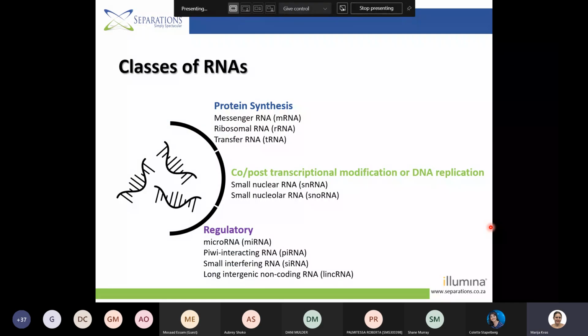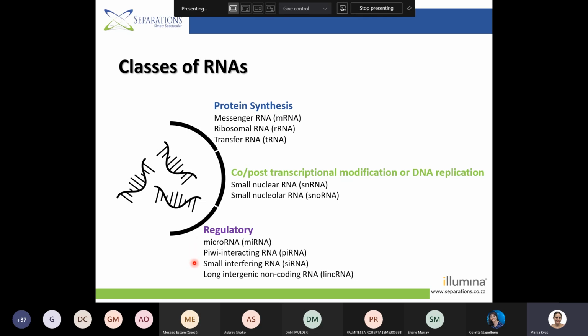So when we're talking about RNA, obviously there are different classes out there. We briefly mentioned protein synthesis, where you are familiar with messenger RNA, ribosomal RNA, transfer RNA. We need all these three in order to create proteins. But we can also talk about co-transcriptional modifications and post-transcriptional modifications. In that case, we're talking about small nuclear or small nucleolar RNA. And then we can also talk about regulatory RNAs, where we have microRNA, small interfering RNAs, and so on, right?